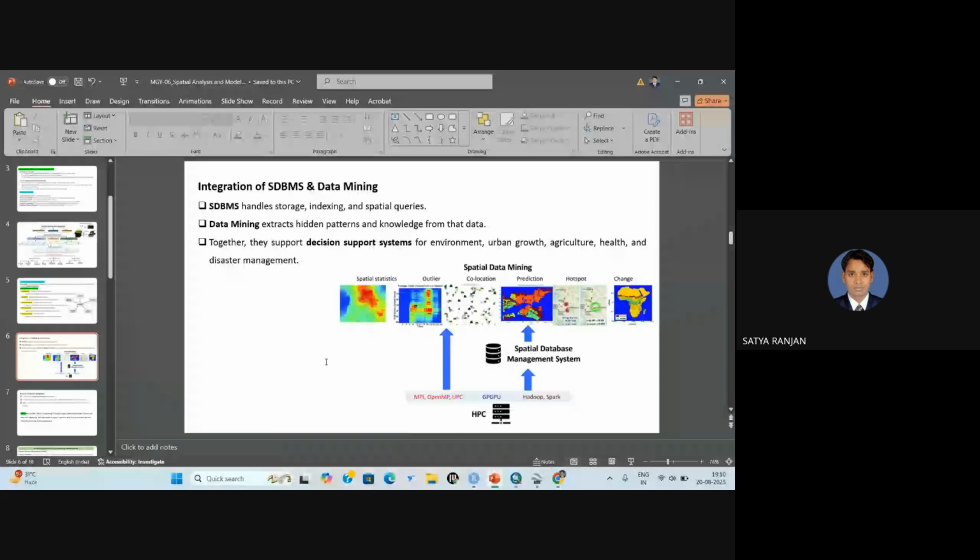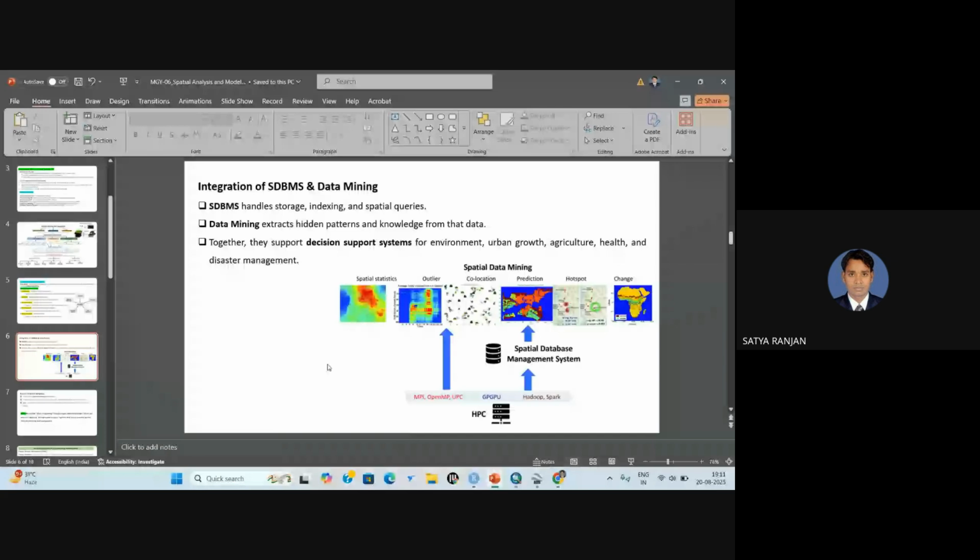Then integration of SDBMS and data mining. A spatial database management system handles storage, indexing, and spatial queries. For all these operations and data handling, queries and so on, there is a need for a database. A large database is needed. Based on this database, we can use all this information, just like Google Earth Engine, which uses a cloud database. All this data is stored in the cloud. From this cloud data, we extract the data and then use it for different analyses.